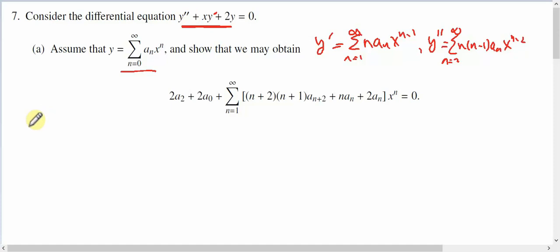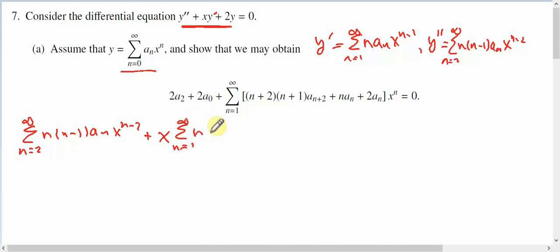Here's the second derivative, sum n equal 2 to infinity, n(n-1) a_n x^(n-2), and then x times the derivative, that's sum n equal 1 to infinity, n a_n x^(n-1), and then 2 times y, which is n equals 0 to infinity, a_n x^n, and that's supposed to equal 0. So now we just go through our standard steps.